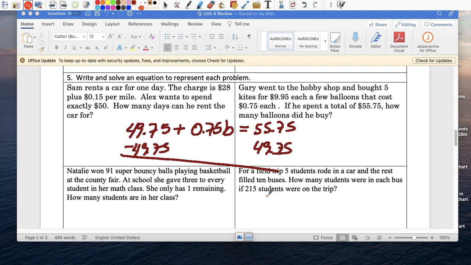And I'll give you that answer. Equals 6. So 0.75 balloons, and I have $6 over here. And then $6 by 0.75, that means if I divide this by 0.75 and divide this by 0.75, the number of balloons I bought was 8.